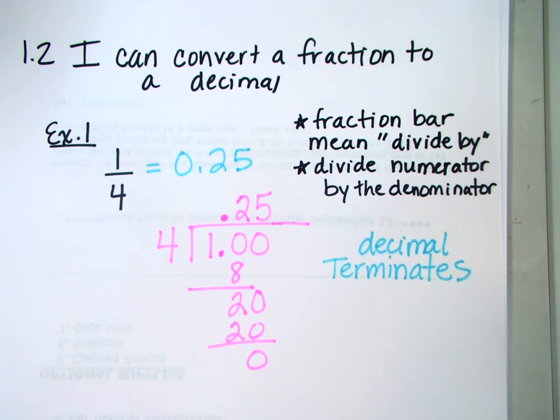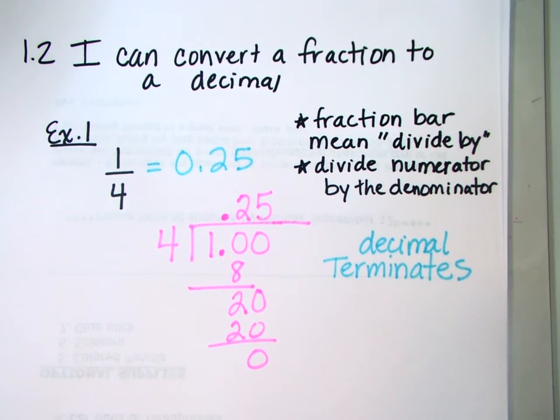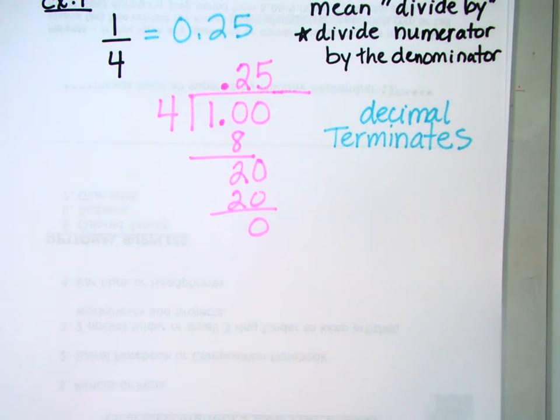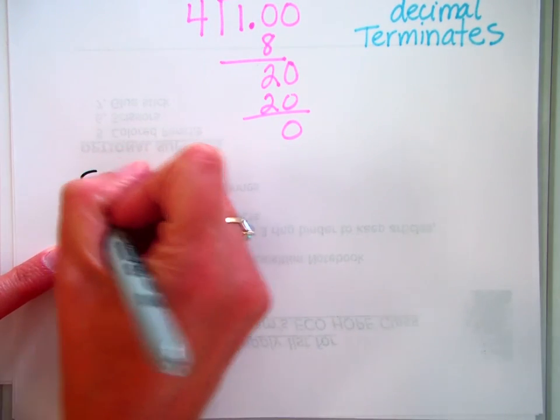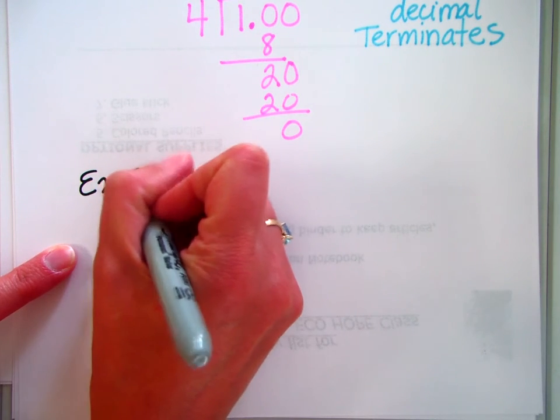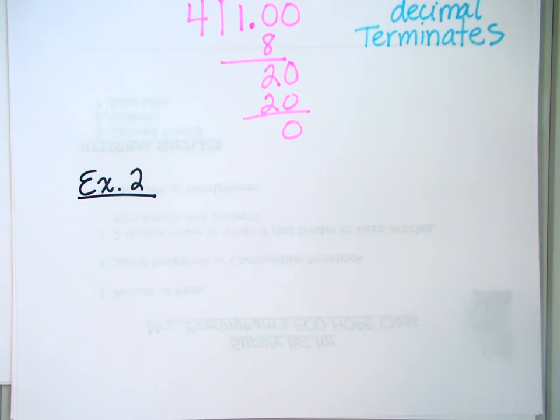All right, let's do another example. Because that's what we're going to take a look at too, some that end up repeating. Which one did you want to do, Tommy? 1/3. All right, let's try 1/3.